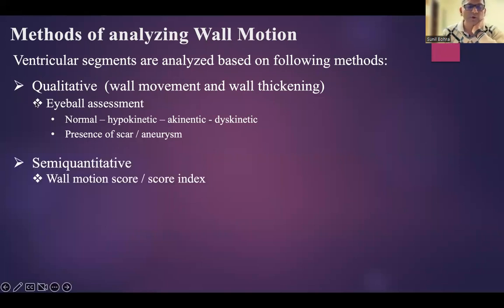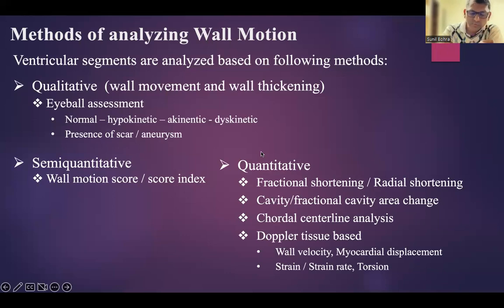So to improve on this, we have something called semi-quantitative assessment, wherein we score the wall motion by giving a score to each of these segments, which are either normal, hypokinetic, akinetic, or dyskinetic. Again, I'll explain this in my next few slides. The most advanced one is the quantitative, where we give some objective evidence that this is hypokinetic or an abnormal segment.